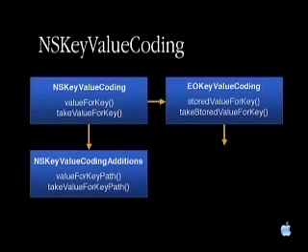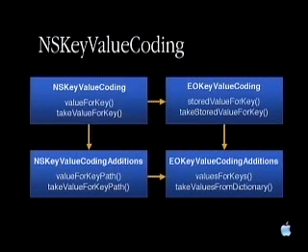And finally, there's EOKeyValueCodingAdditions, which defines the methods valuesForKeys and takeValuesFromDictionary. This basically allows you to implement whichever pieces of the key value coding stuff you think you're going to need in your application without having to implement any of the rest of it.